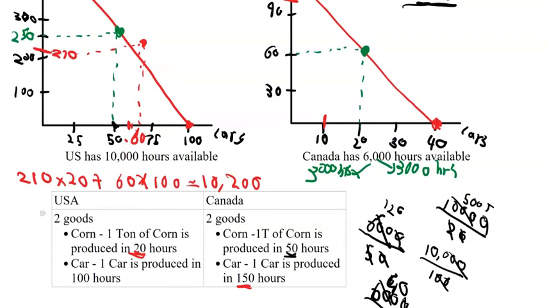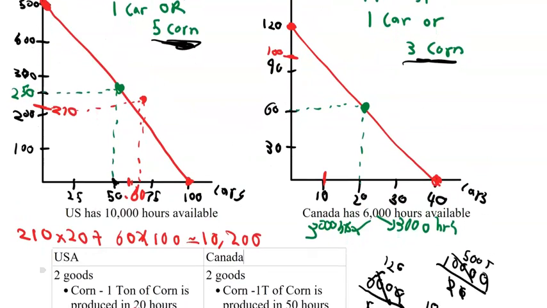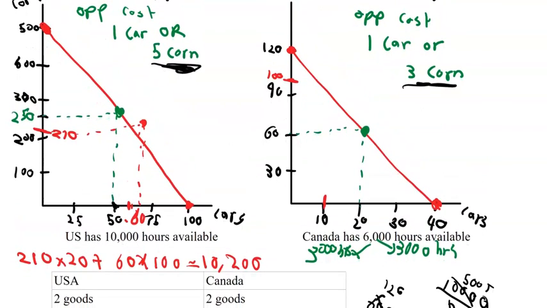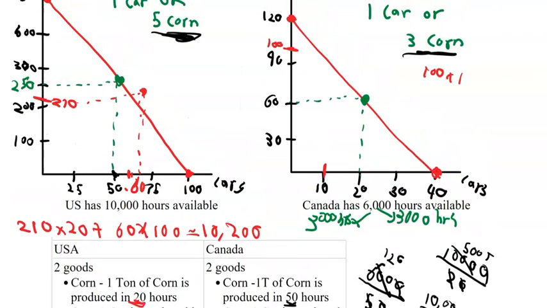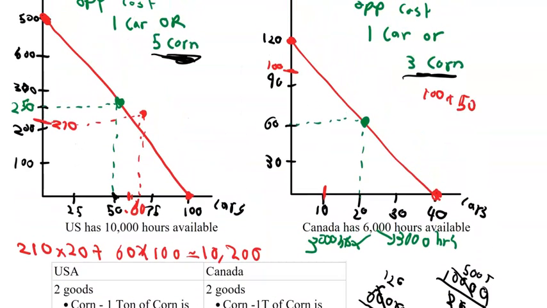1 ton of corn requires 50 hours. So if Canada produced 100 corn and 10 cars, it would be 100 times 50 hours to make 1 ton in Canada, plus 10 cars times 150. That would be 5,000 plus 1,500, so it should be 6,500 hours, which is more than the 6,000 hours that we have. So this point should also be outside the PPF.